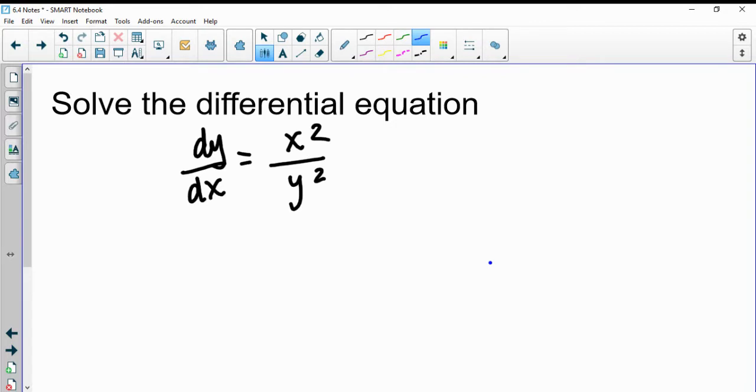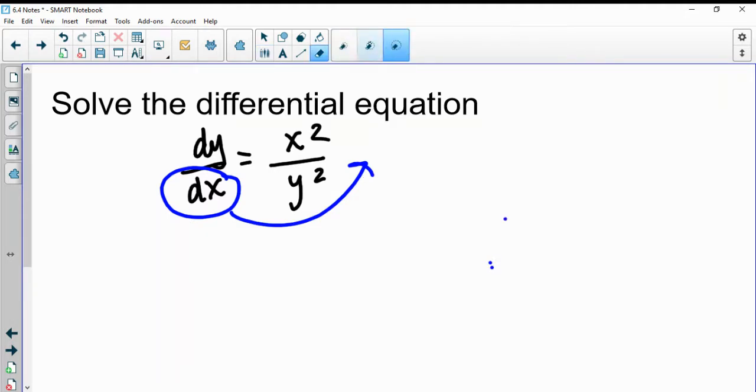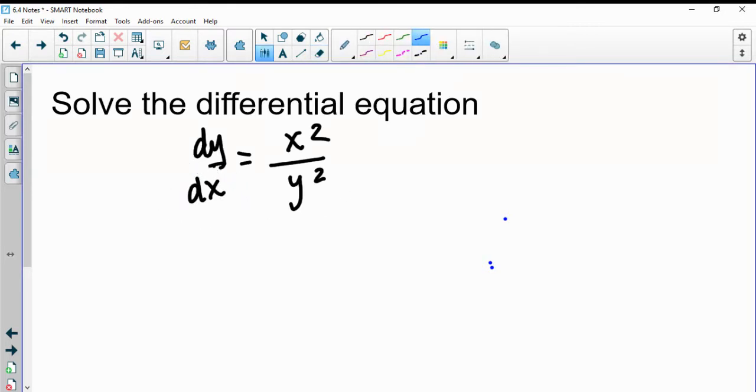The first thing I'm going to do, my goal is to get y's on one side and x's on the other. So I want to get rid of this dx and move it to the other side. Since it's dividing something, it's on the bottom, you know the opposite of division is multiplication. So we're going to multiply both sides of our equation by dx. Yes, you can do that. You are allowed. So this dx and this dx will cancel.